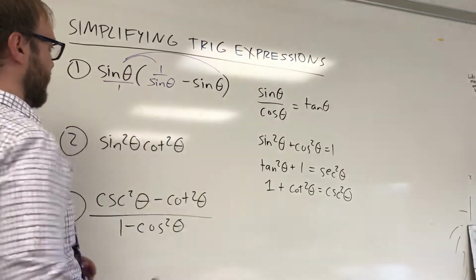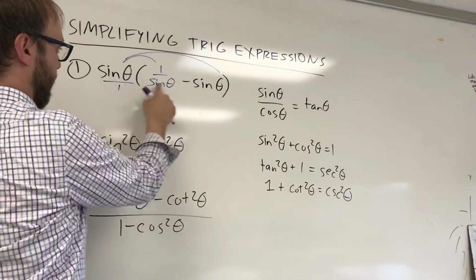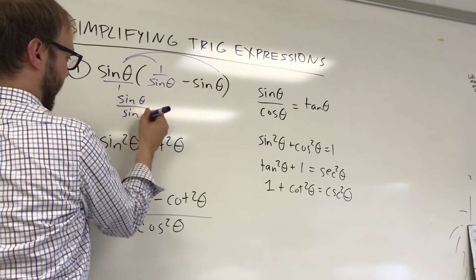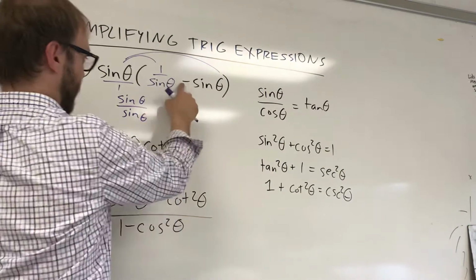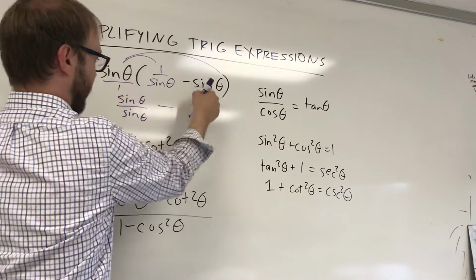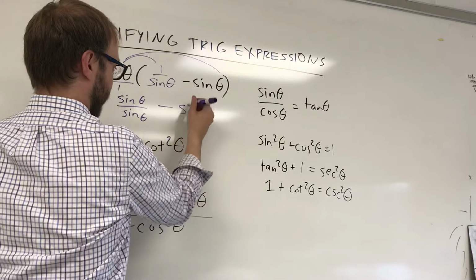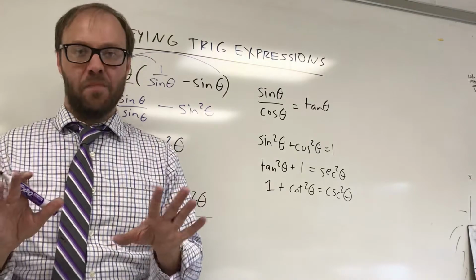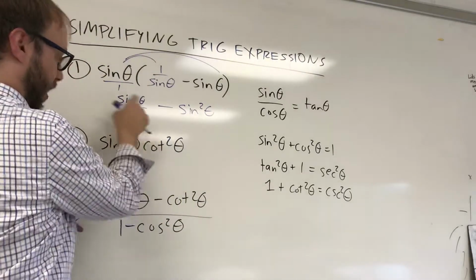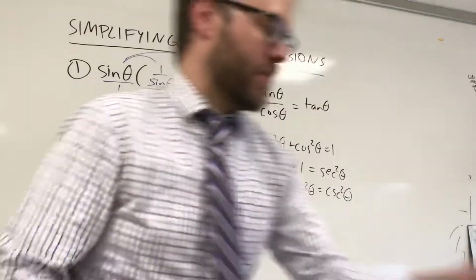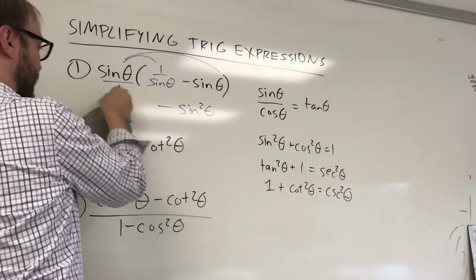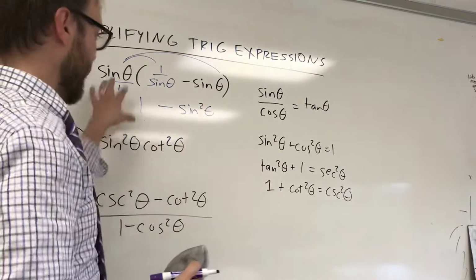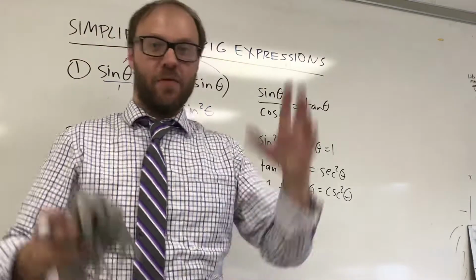Sine, of course, is sine of theta over 1. I'm going to multiply it by this. That's going to give me sine of theta over sine of theta. Okay, and then minus sine of theta times sine of theta, that's sine squared of theta. Okay, we're not done yet though. This is equal to 1. Okay, so I can take that statement out, I can replace that with a 1. Okay, 1 minus sine squared of theta. Now, this statement looks pretty good. You might be thinking, hey, we're done.